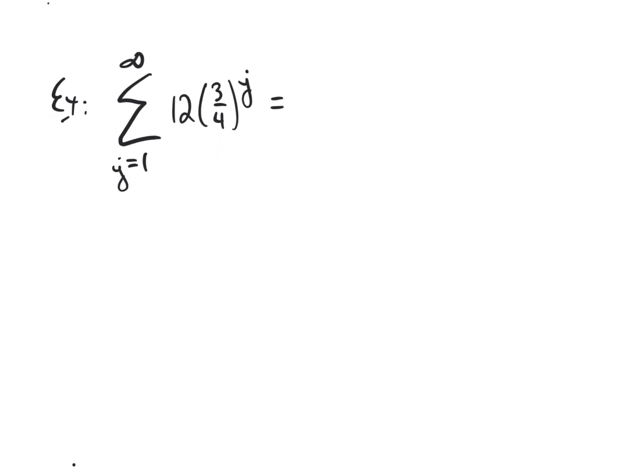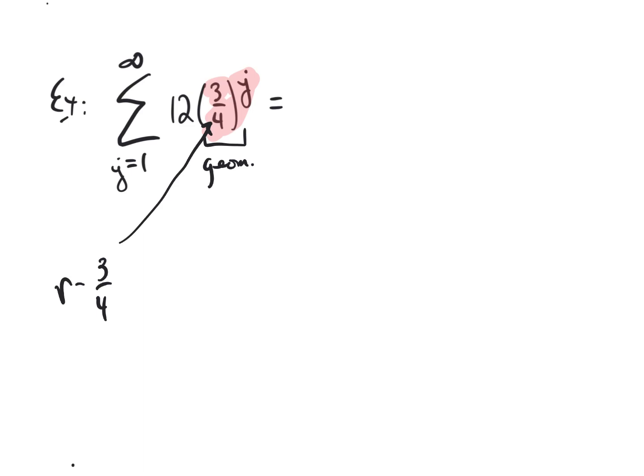Okay, here's the second example like we did yesterday. This time we have it written in terms of the sigma, but it goes the summation from j equals 1 to infinity of 12 times 3/4 to the j. Now please remember, whenever we have an exponential, whenever we have a number raised to a variable, that's going to automatically mean geometric. So this part means geometric, and whatever number is being raised to the power, this is the 3/4, that's always the r value.